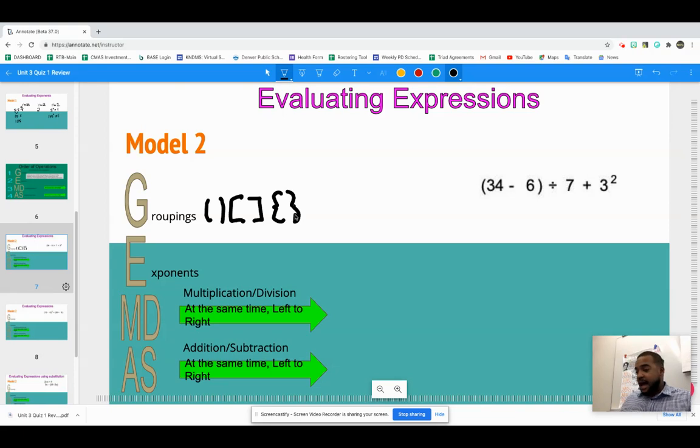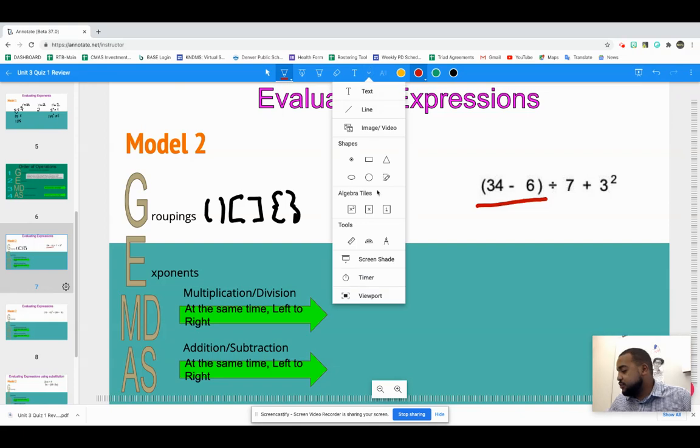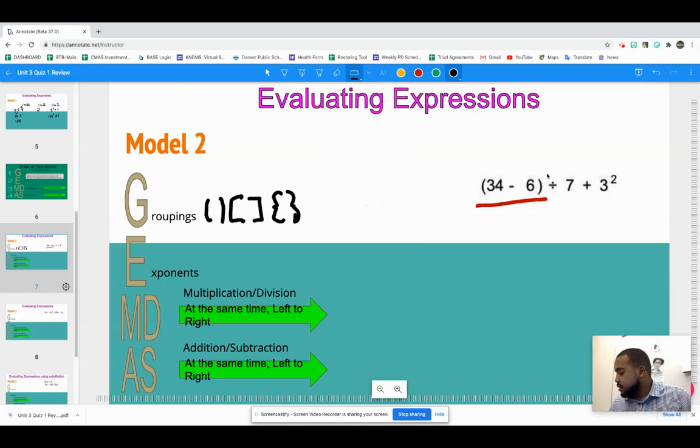And in this case, I do. I see this parentheses right here. We're going to pretend like this is an expression by itself. Right now, I do not have to worry about anything over here. Okay? I do not have to worry about that. I just need to worry about what's in my parentheses.